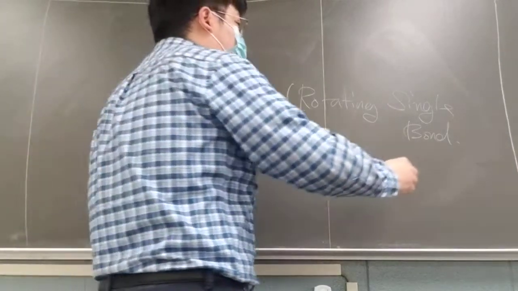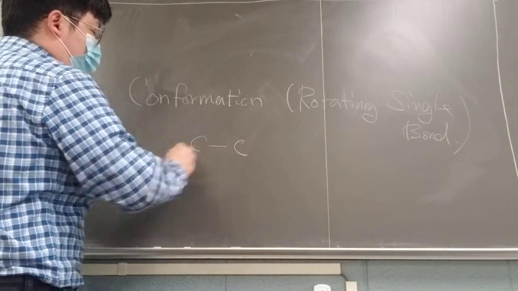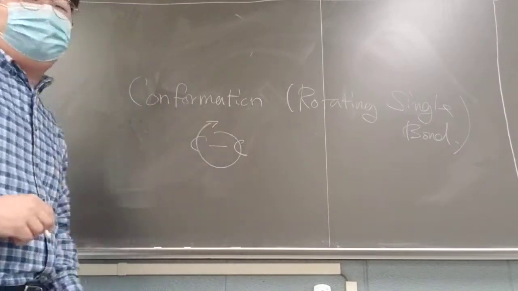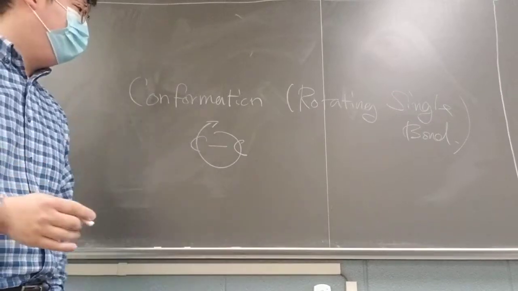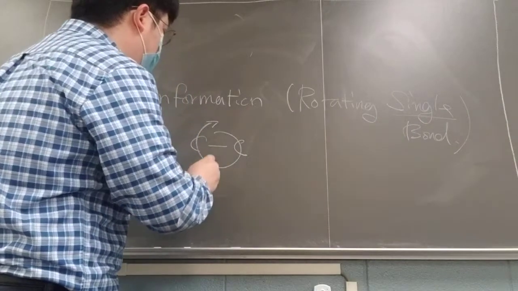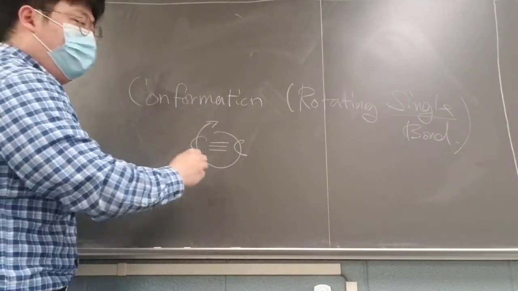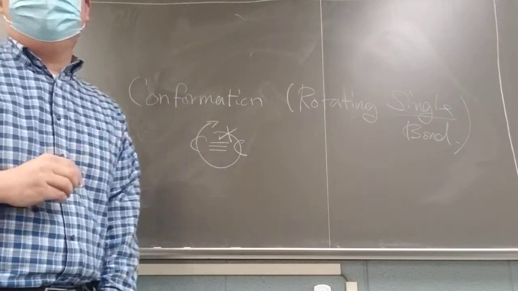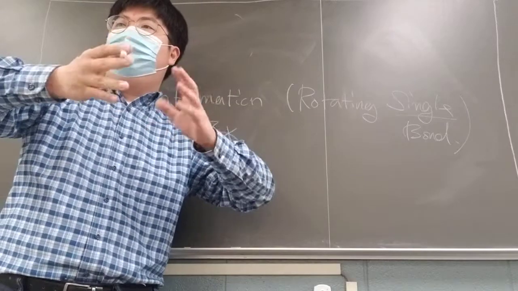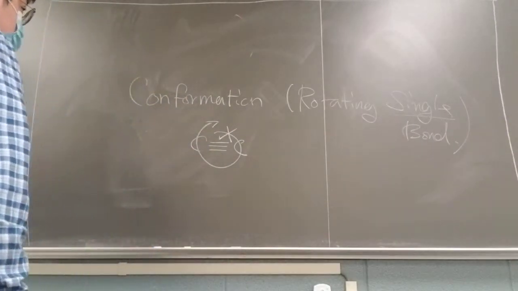So if you have a single bond between these two carbons, you can actually rotate it. That's no problem. But I say single bond here specifically because if it's a double bond or triple bond, it cannot be rotated. So only single bonds are the ones we can assume can be rotated. Makes sense, right?